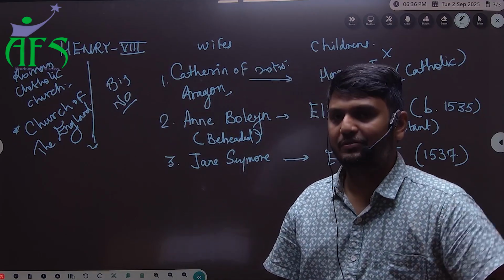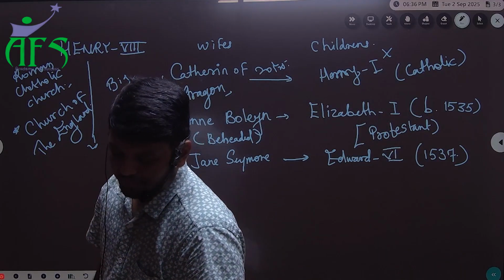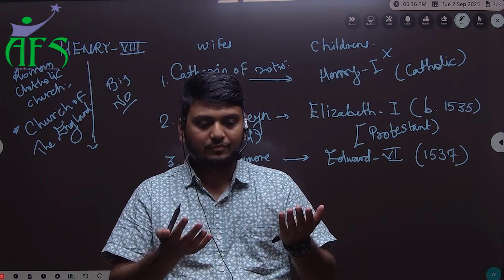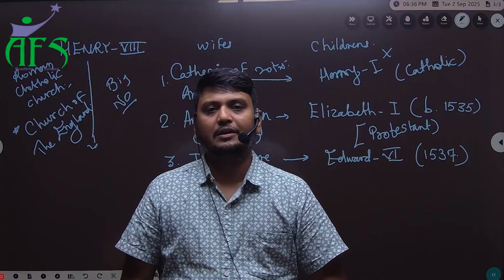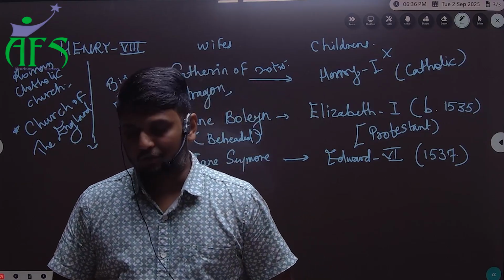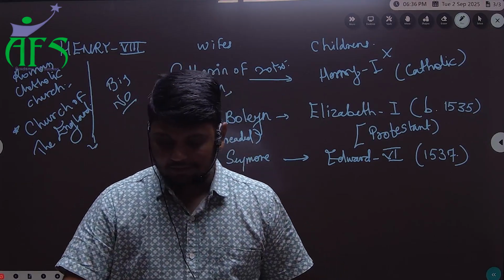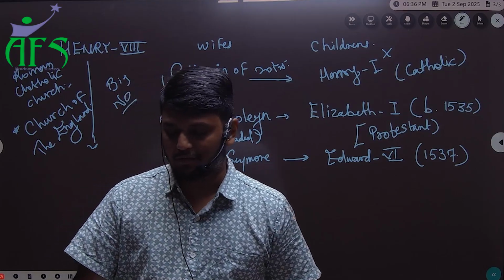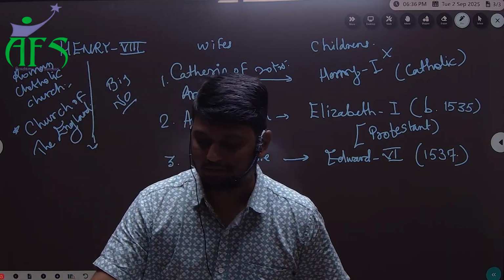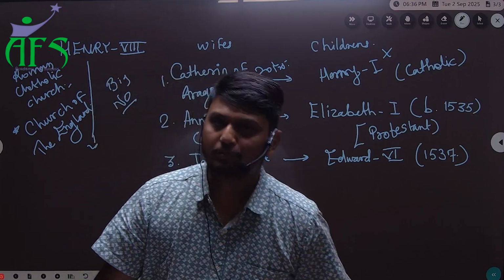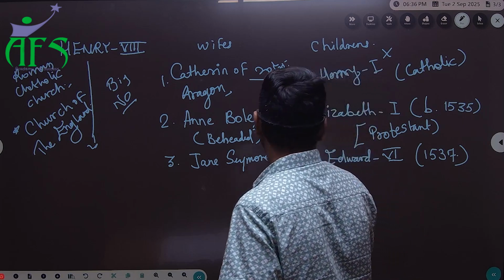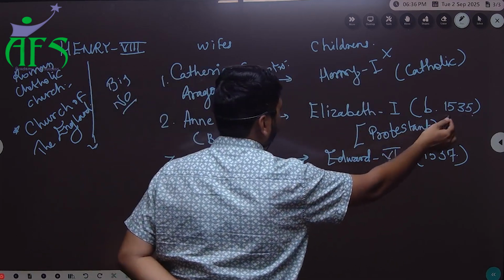That has a different reference whenever it comes into the picture. I'll tell you. As she belongs to the Catholic faith, and England has decided to go for the Protestant faith, they don't want Mary the First on the throne, and that's why she died due to some problem in 1558. And we have our queen, Elizabeth the First, who comes into the picture in 1559 or 1558. So then at the end we have Elizabeth the First, who was born in 1535.